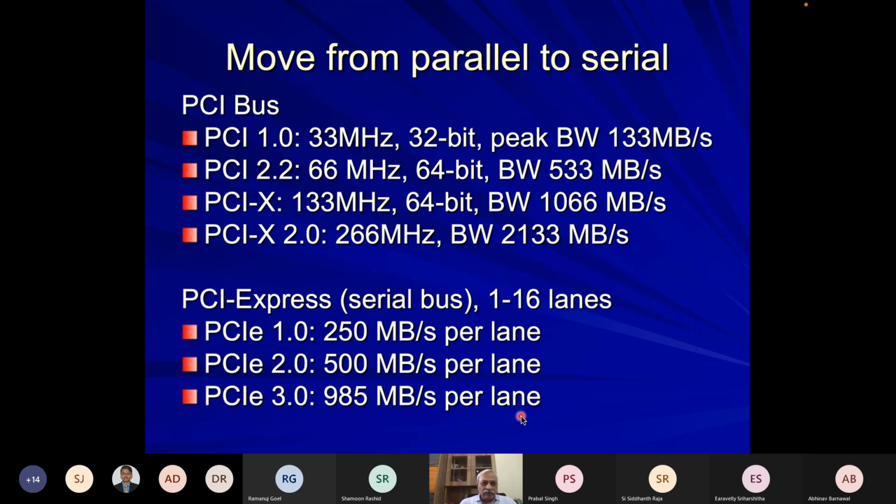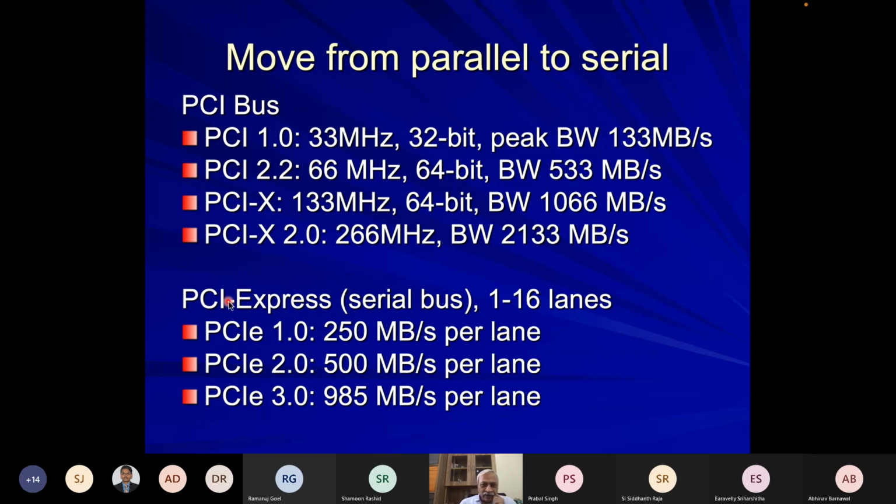So there has been a move in the industry from parallel to serial buses. Originally, you had, for example, the PCI bus, which was a parallel bus. As you can see, across different versions there is an improvement in terms of clock rate. There is a parallel arrangement here, 32-bit wide or 64-bit wide. And you could see that the bandwidth is going up as you increase the clock rate and also as you increase the bus width.